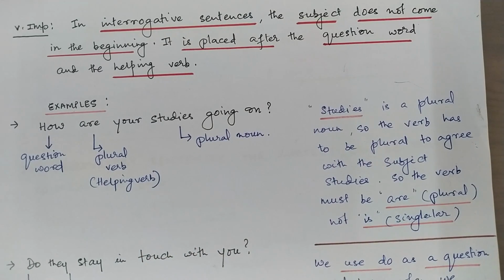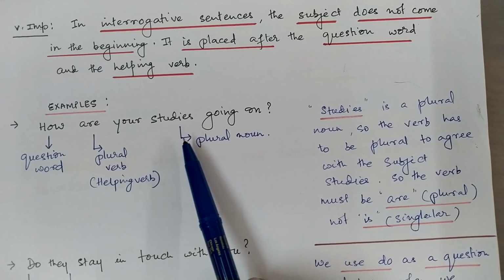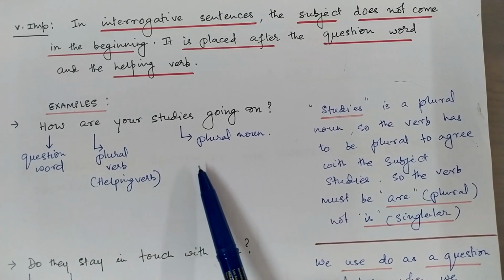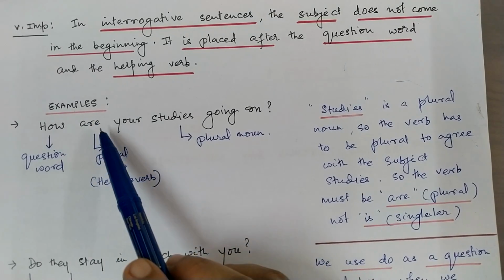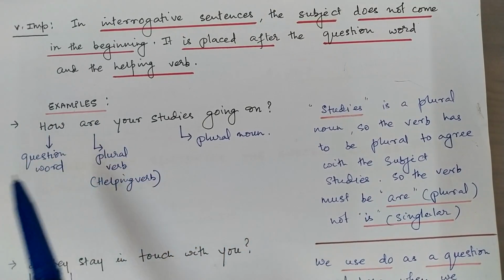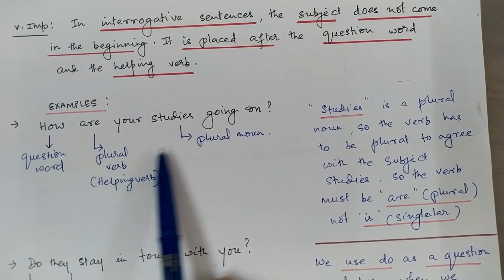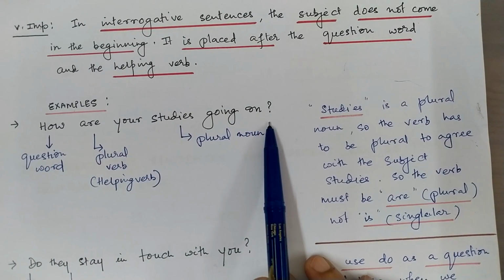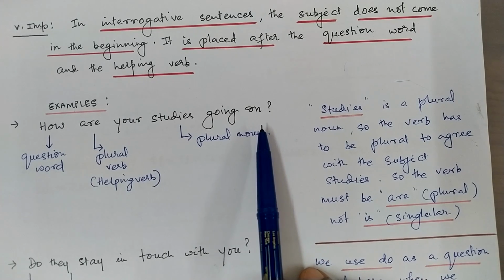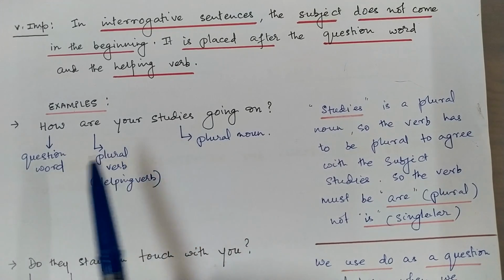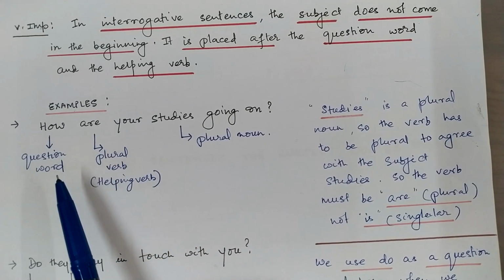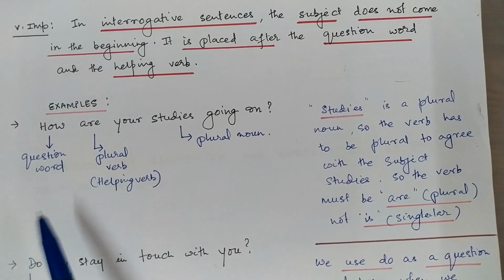Now children, we have to identify what is the noun over here. Here the noun is studies. It is a plural noun. So to assist a plural noun, we are using a plural verb are, and the question word is how. Now children, first thing you would have noticed, how are your studies going on is an interrogative sentence, and in an interrogative sentence what have we said? That we will not place the subject in the beginning. So we will place it after the question word and the helping word.